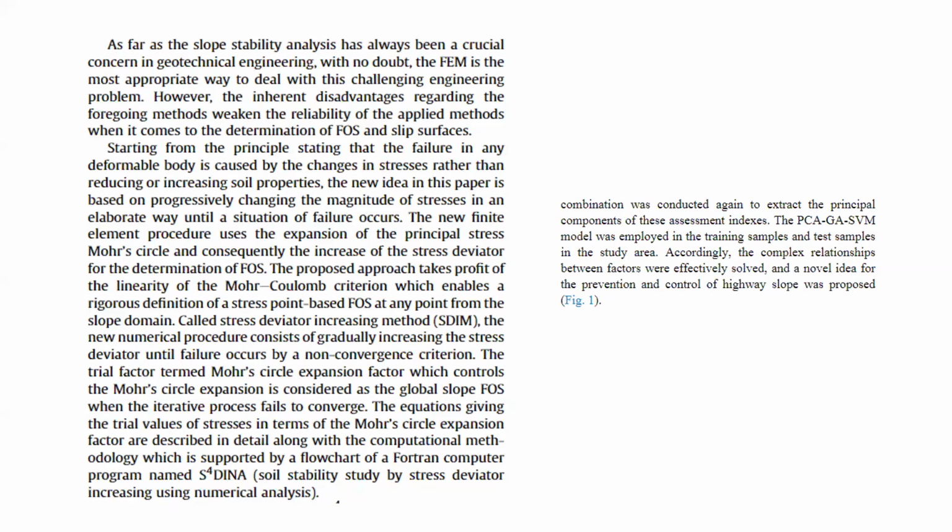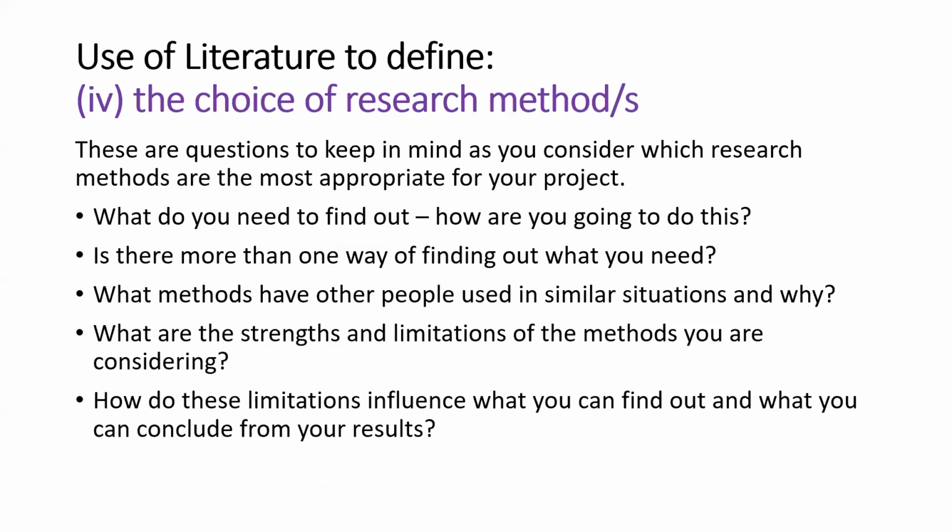For that, you need an extensive literature search: go through the search, synthesize, interpret, and critique. That is what you refer to as the literature review. Then, to establish research methods, you ask what you need to find out and how you are going to do this. Is there more than one way of finding out what you need to do? What methods have other people used in similar situations? What are the strengths and limitations of the methods that you are using? For all these, you need to do a literature review and then establish your methods.